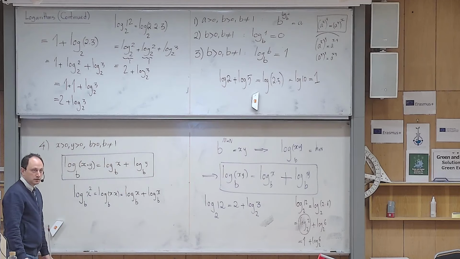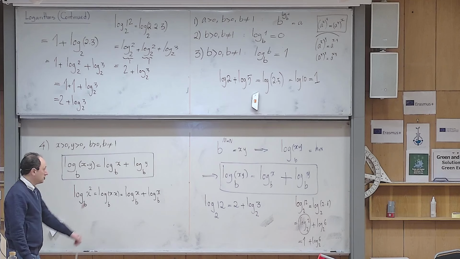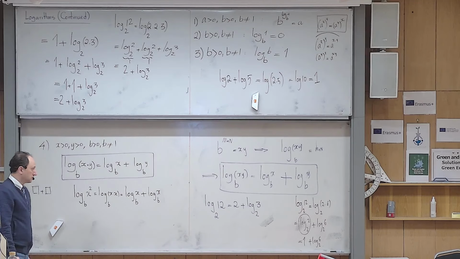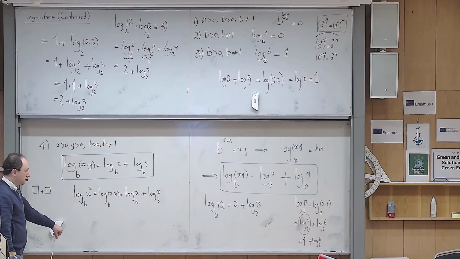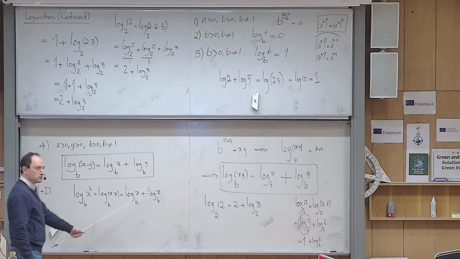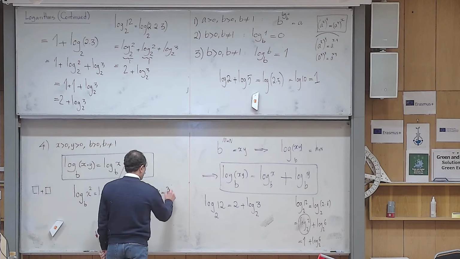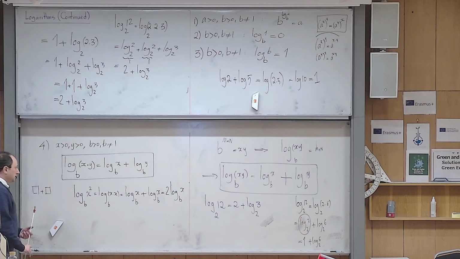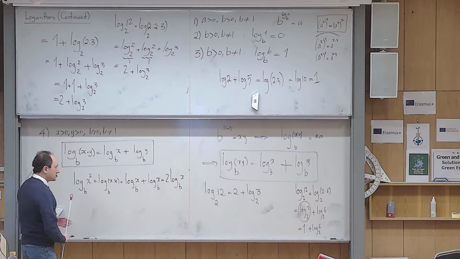Now you can. I mean, it's not hard. A box plus another box. Two boxes. Let me close this. Okay, so it becomes what? 2 log of x to the base b. Yes. So now let us discover something else.